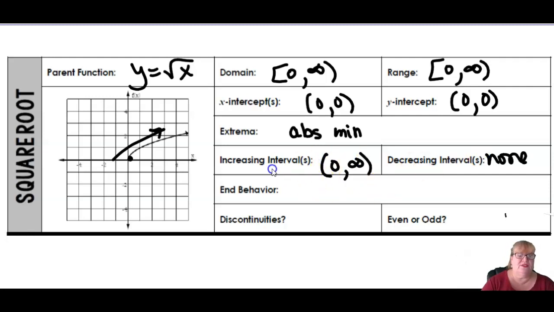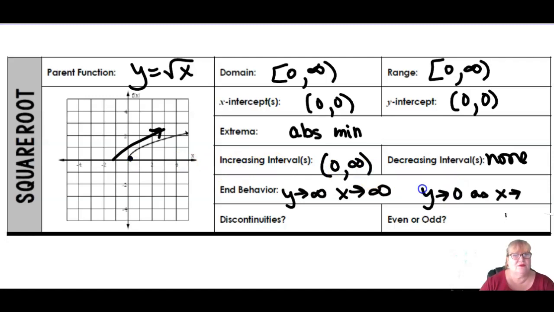So when we do increasing and decreasing, we can always use parentheses. The only end behavior we really care about is off to the right. It is increasing. We could say as it gets closer to 0, as x approaches 0, the y value also approaches 0. But it doesn't ever go negative. Not going to worry about that one.